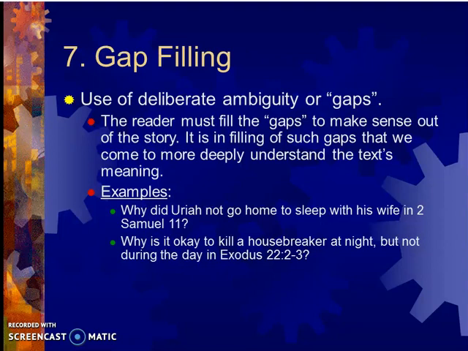And a plausible gap filling is to say, well, you don't know the intentions at night. Is he coming to rob, or is he coming to kill? And so it would be a matter of self-defense to kill a person at night. But if it's during the daytime, well, you can see, does he have a weapon? His intentions are probably clear that he's just a thief. He's not really a murderer. And therefore to kill him under those circumstances, when in fact you might be able to identify him too, would be considered murder, and therefore would bring blood guilt on a person.